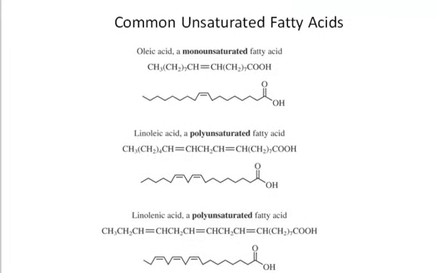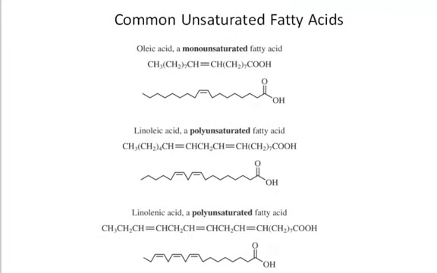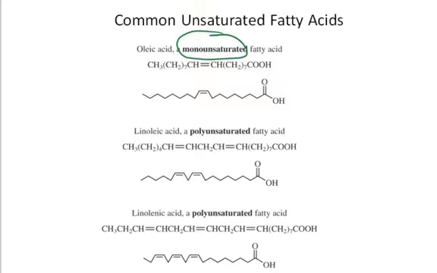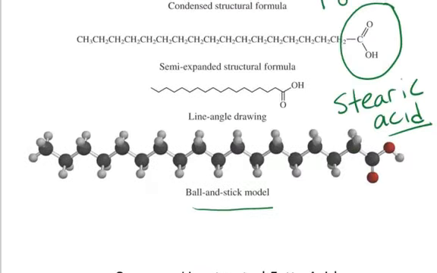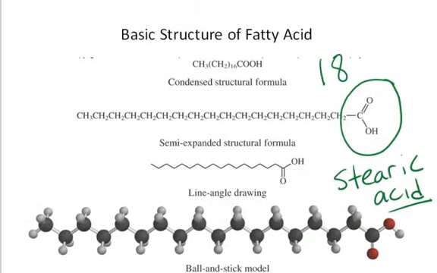Some common unsaturated fatty acids that are found in foods and in the body are oleic acid, which is a monounsaturated acid, whereas stearic acid is a saturated fatty acid. Stearic acid is, let's put it over here, saturated.